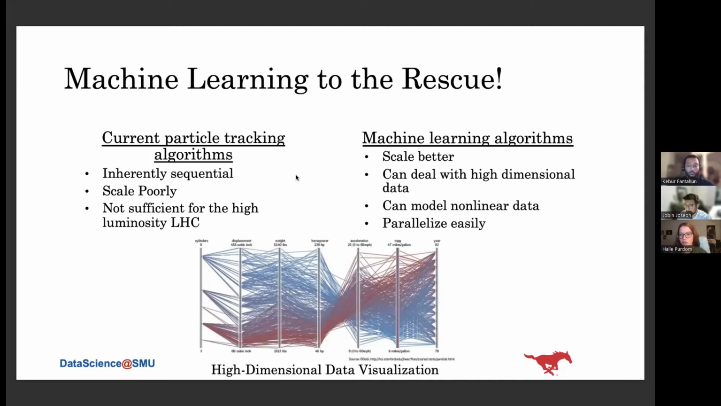These machine learning algorithms, like the classification algorithms that we see in this data science master's, scale better. They can deal with highly dimensional data, they can model nonlinear relationships, and they parallelize easily, so they can be run on different computing machines at the same time, reducing that time. In that visualization, you can see an example of highly dimensional data.